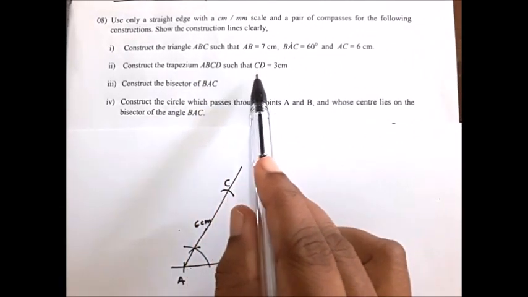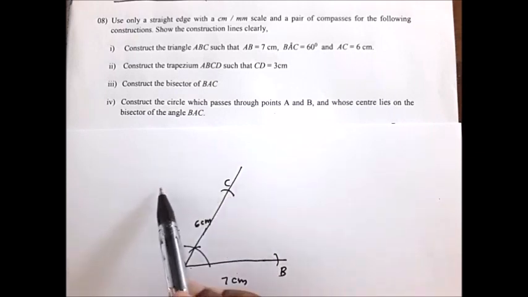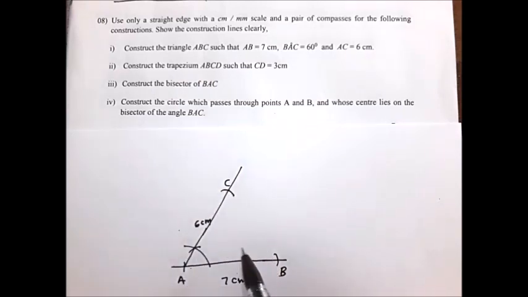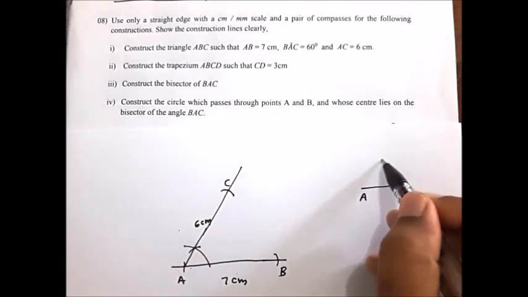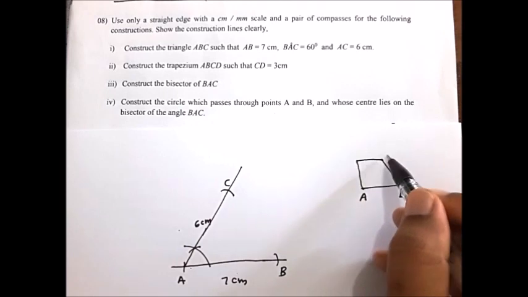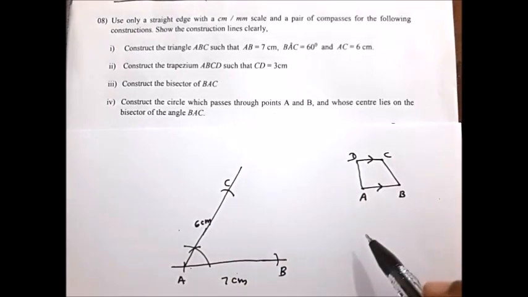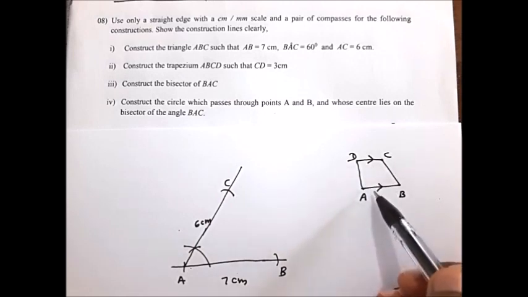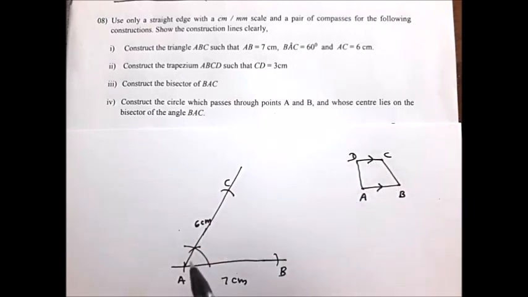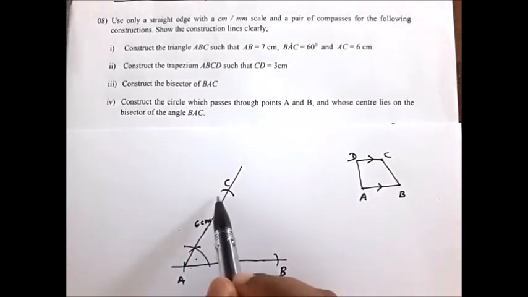Construct the trapezium ABCD such that CD is 3 centimeter. A, B, C, D. D should be here. CD is 3 centimeter. In a trapezium, only one pair of opposite sides are parallel. So these two lines should be parallel. AB is parallel to CD. When you are constructing parallel lines, you have to construct some angle to represent these parallel lines. If these two lines are parallel, these two angles should be alternate angles.